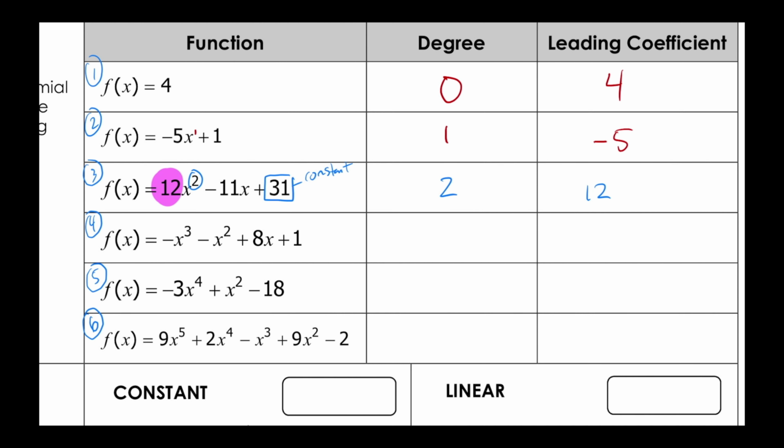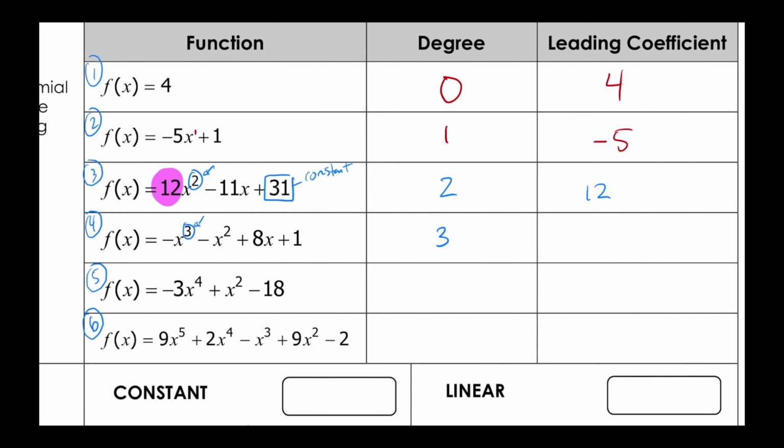All right, number 4. What's the degree of this polynomial? Three. Exactly. It's a third degree polynomial. Remember, that's a cubic. Remember, second degree polynomial is a quadratic. Third degree polynomial is a cubic. Fourth degree is a quartic, which we really don't use. It's just a fourth degree polynomial. And a fifth degree is quintic, but we really don't use that word.